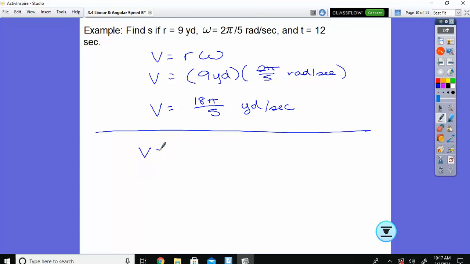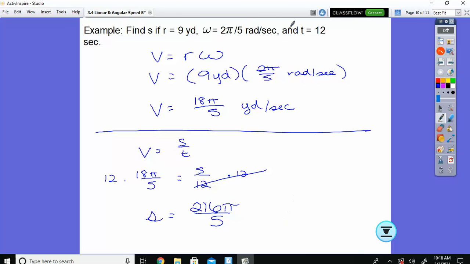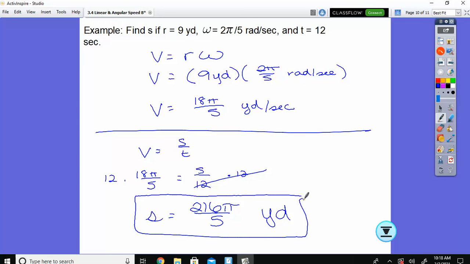Then we can do V equals S over T. So V 18 pi over 5 equals S, which we don't know. T is 12 seconds. So multiply over the 12. So our S is 216 pi over 5. Units, S always has the same units as your radius. So yards.